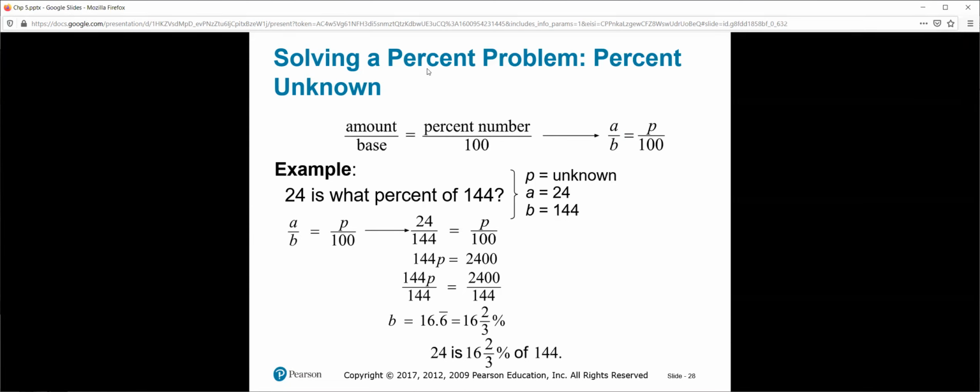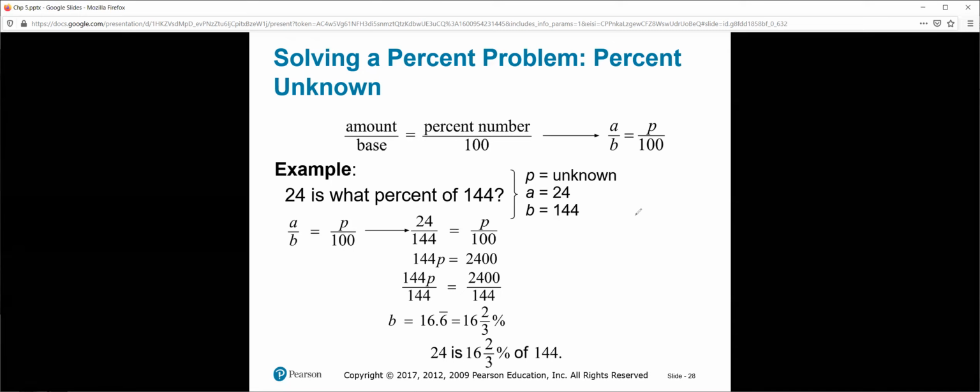What do we have here? What do we know? What goes where? We have our skeleton equation showed up here. We notice that there is no percent, so percent must be what we're solving for, right? They use P as the variable. You can use X or N or whatever you want to do. It's up to you, right? And then, 24 is what percent of 144?